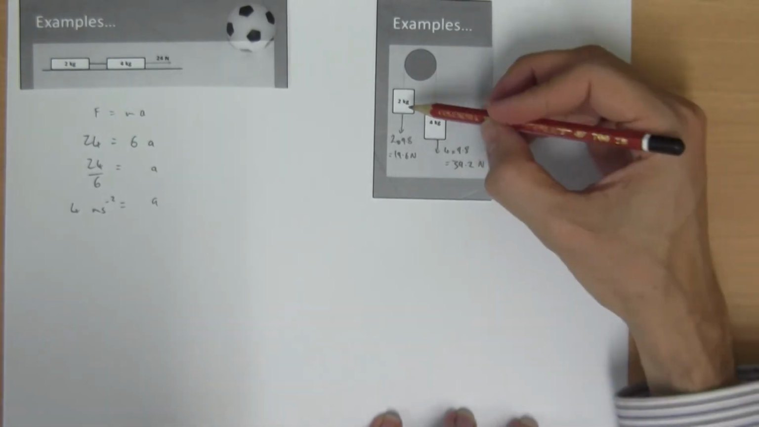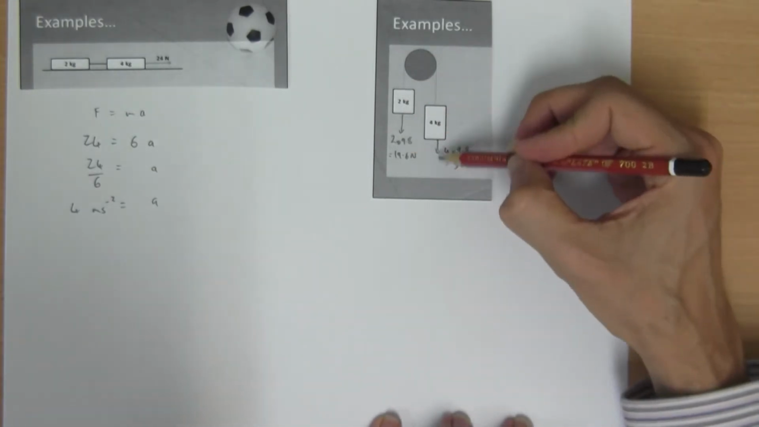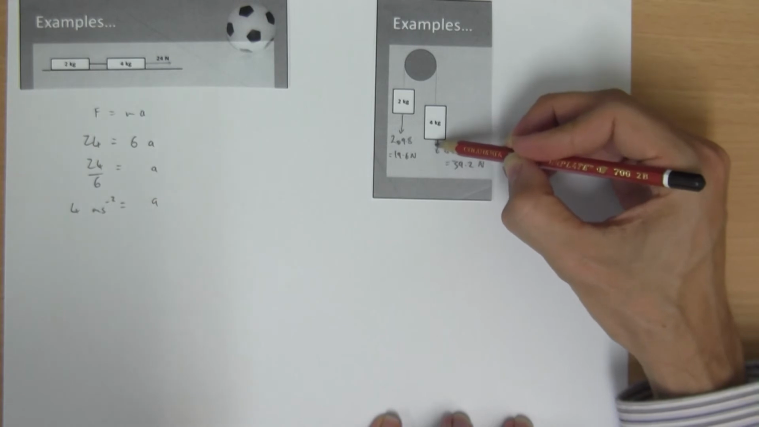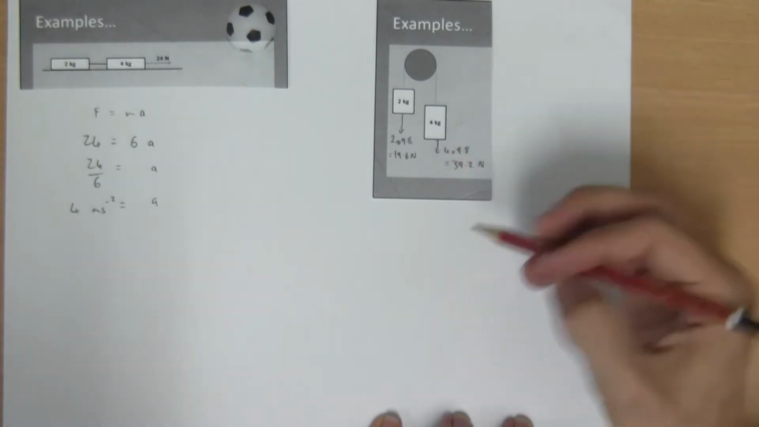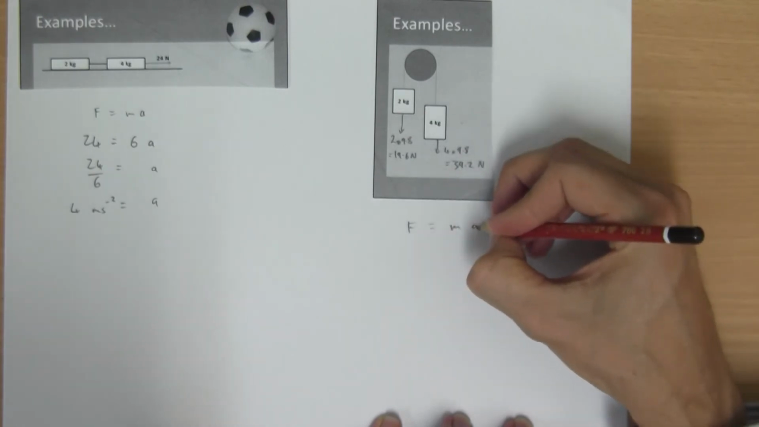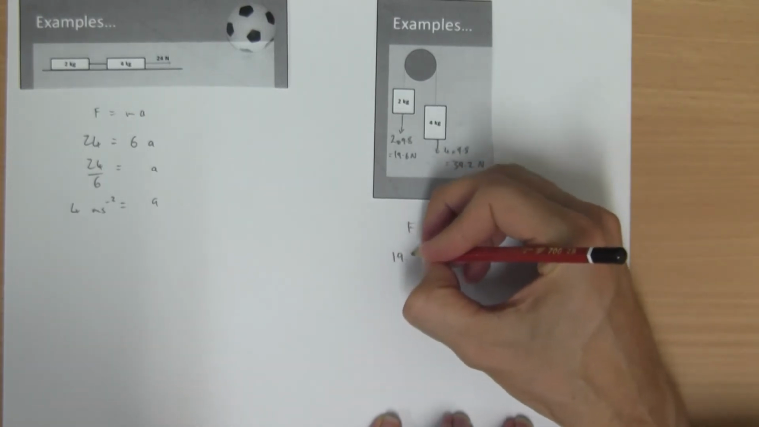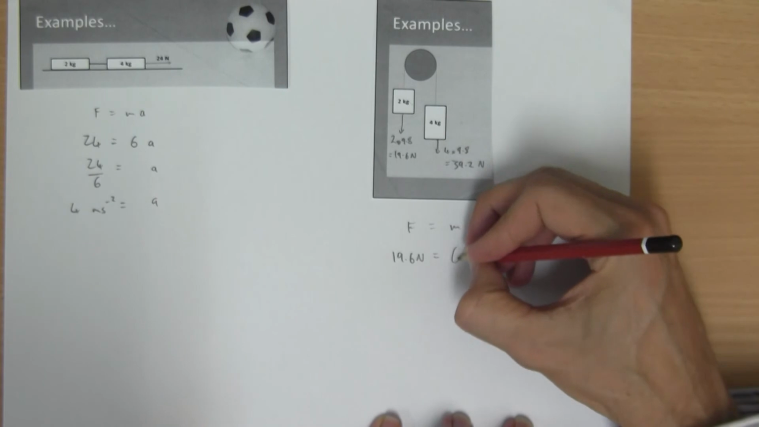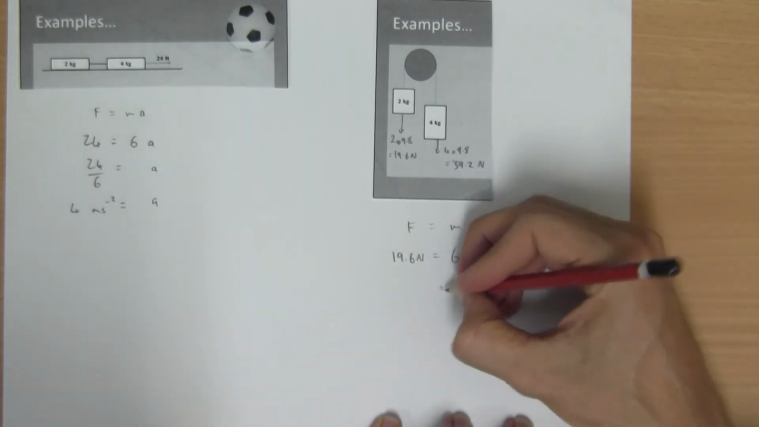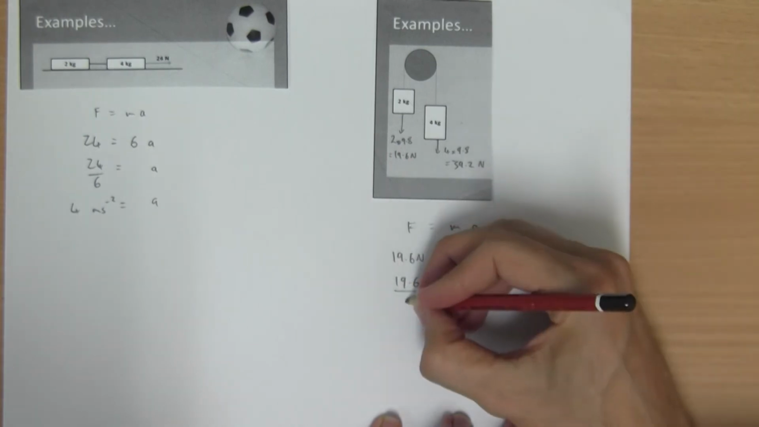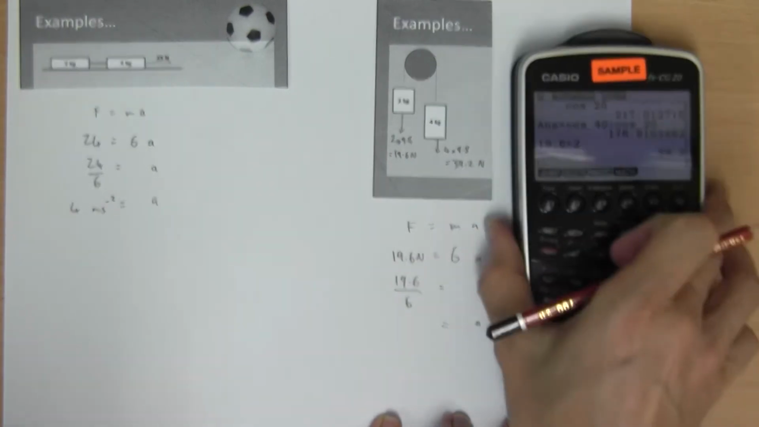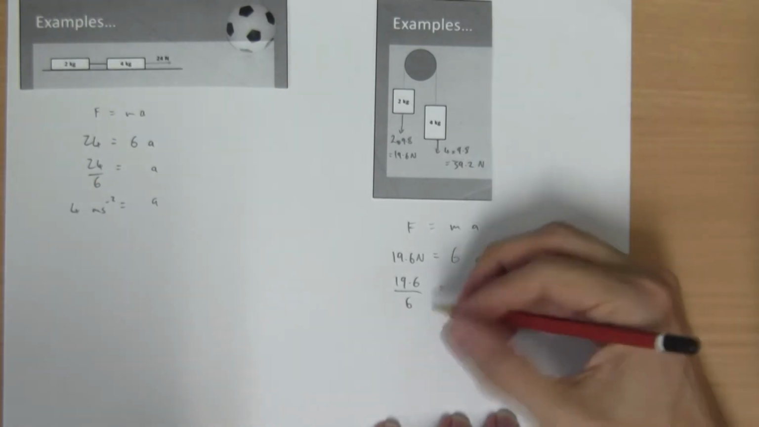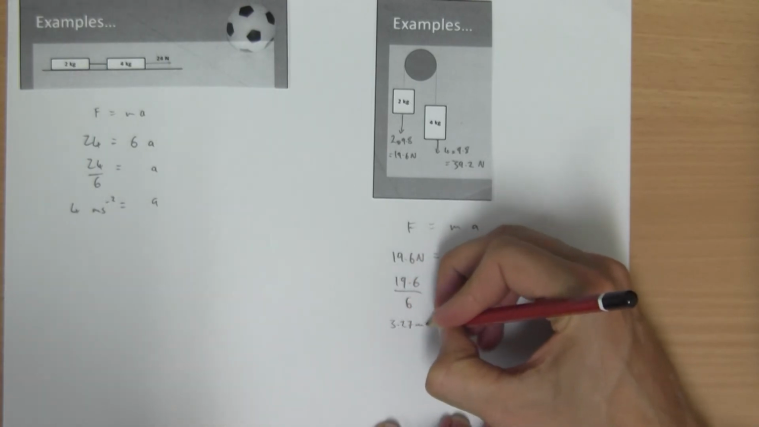So think about this. This end's pulling this way, this is under tension, and this end's pulling this way. The net force will be 2 lots of 9.8, 19.6 newtons, pulling this way. So the net force, which is mass times acceleration, the net force is 19.6 newtons. Okay? The mass is effectively 6 kilograms, and we're looking for acceleration. 19.6 divided by 6. Can't do that in my head. 3.27 meters per second squared.